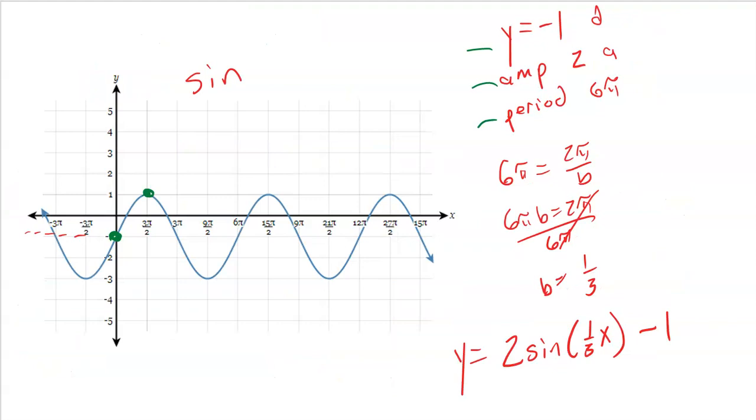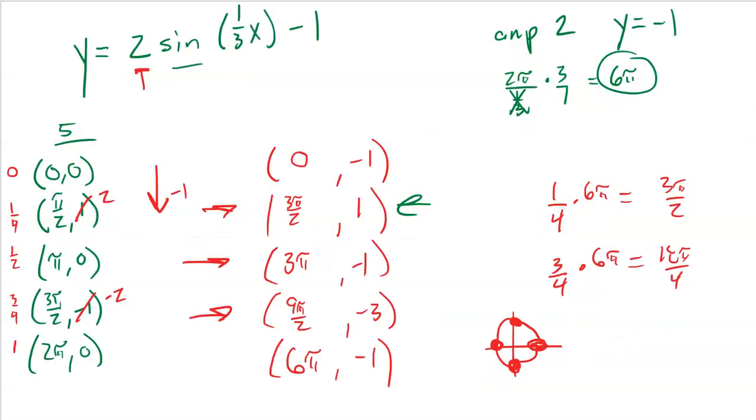I'm jumping all over the place here. At 3 pi over 2, we were at positive 1. At 3 pi, we were back to that midline of negative 1. At 9 pi over 2, we reached that min of negative 3. And then at 6 pi, a full circle, we were back to that midline at negative 1. So there were those points there.